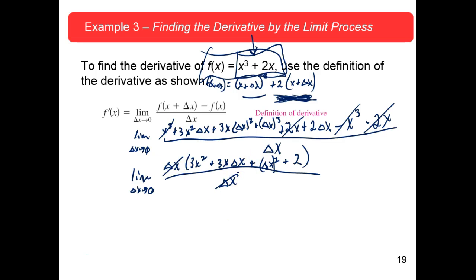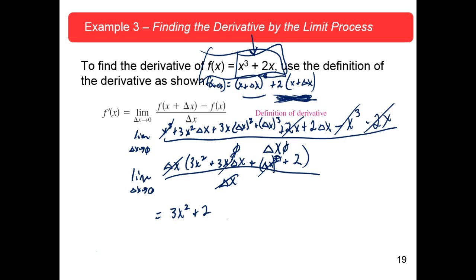Yes, divide out the delta x's. Delta x over delta x is 1. So what's the limit of this thing as delta x approaches 0? Well, as delta x approaches 0, that drags the whole term down to 0, doesn't it? As delta x squared goes to 0, that really goes to 0, right? And what are you left with? 3x squared plus 2. There's the first derivative of that function right there.